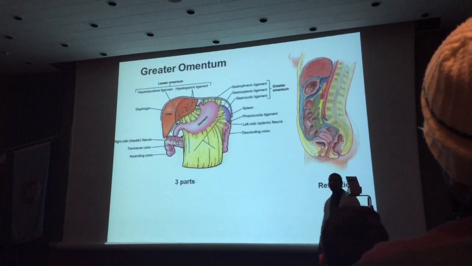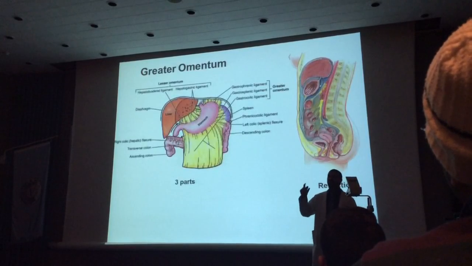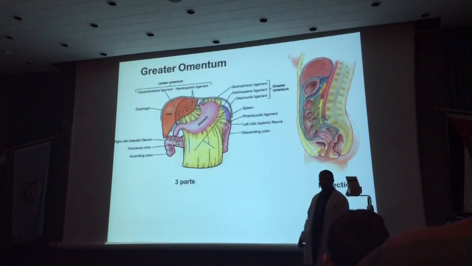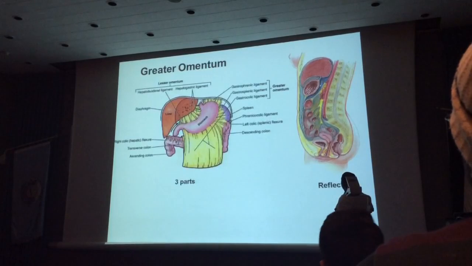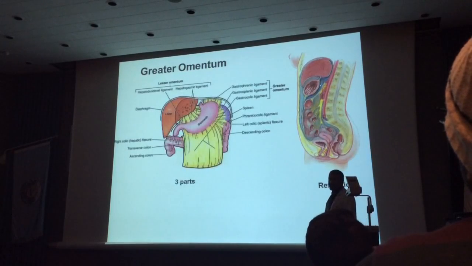transverse mesocolon, to distinguish which part of the colon. Transverse mesocolon. So now, look here. Most of the peritoneal coverings, the visceral layers, are two layers, except in this case, where it is four layers.